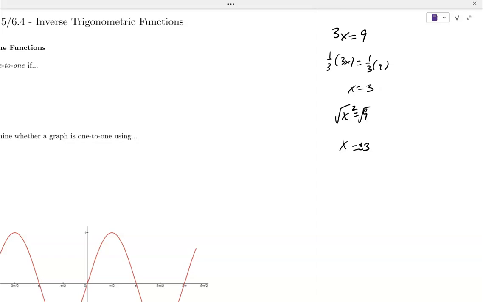We've already seen that before in a college algebra class or an algebra 2 class, whenever you solve by undoing squaring.